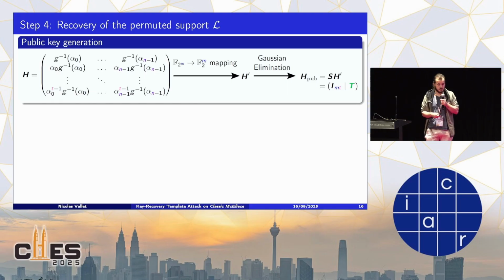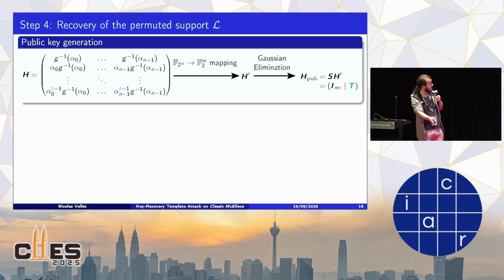Then we will multiply H prime with a matrix S during the Gaussian elimination step to compute the H-pub matrix that I described earlier.